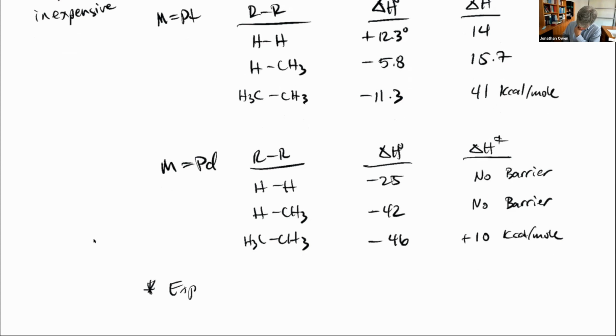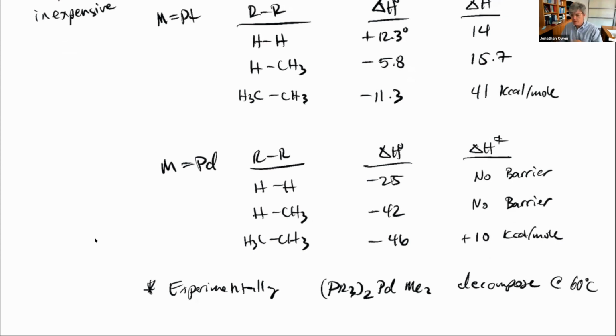Experimentally, bisphosphine complexes of palladium dimethyl decompose at 60 degrees C. Bisphosphine methyl palladium is not very stable. The platinum compounds are much more stable. Bisphosphine platinum dimethyl is not a rock, but it hangs around.